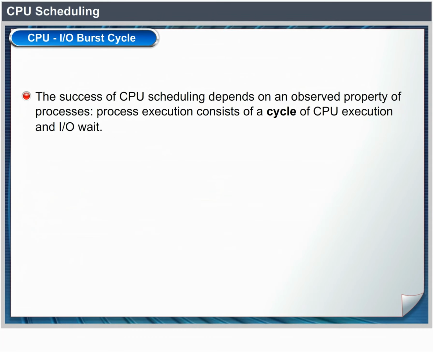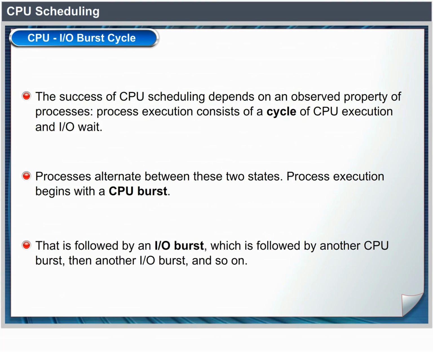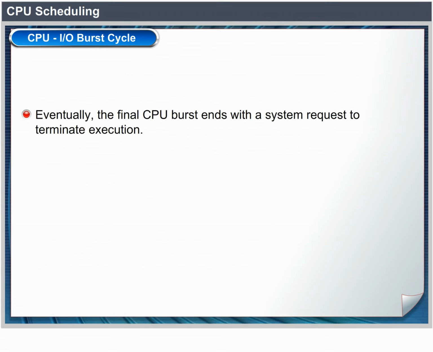The success of CPU scheduling depends on an observed property of processes. Process execution consists of a cycle of CPU execution and input-output wait. Processes alternate between these two states. Process execution begins with a CPU burst that is followed by an input-output burst, which is followed by another CPU burst, then another input-output burst, and so on. Eventually, the final CPU burst ends with a system request to terminate execution.